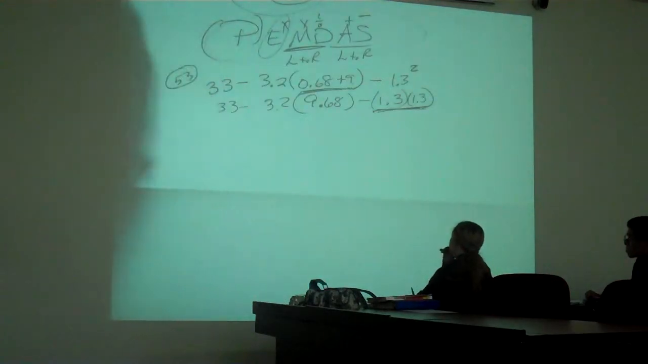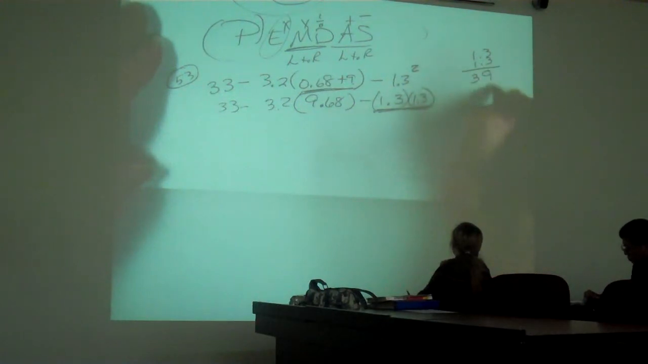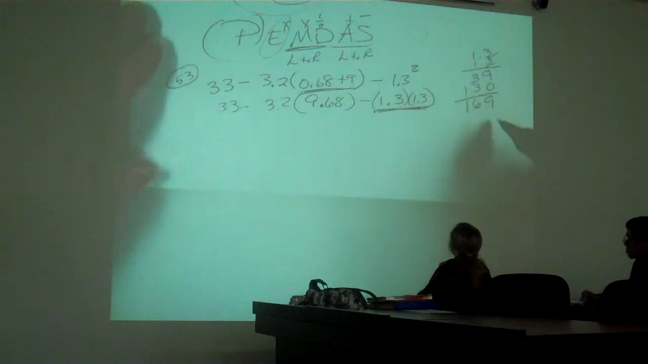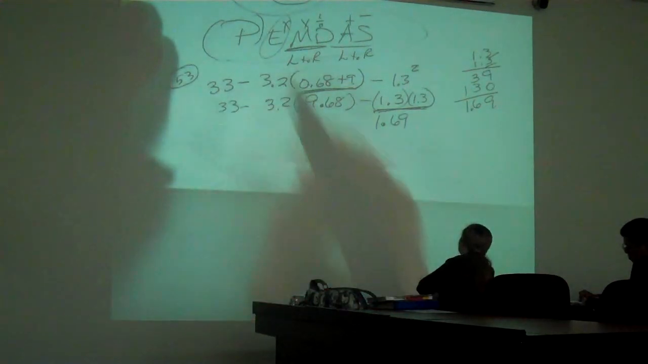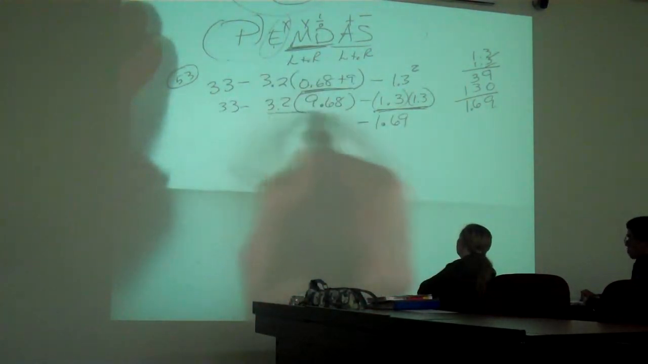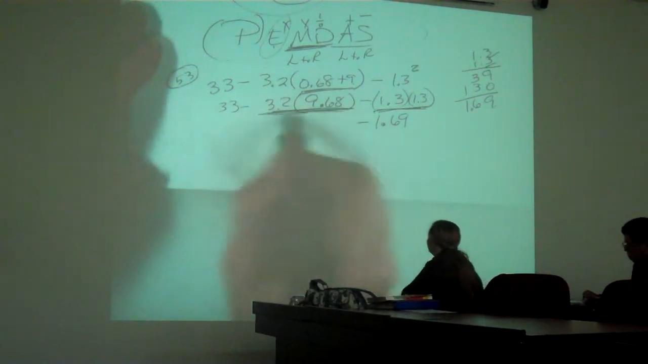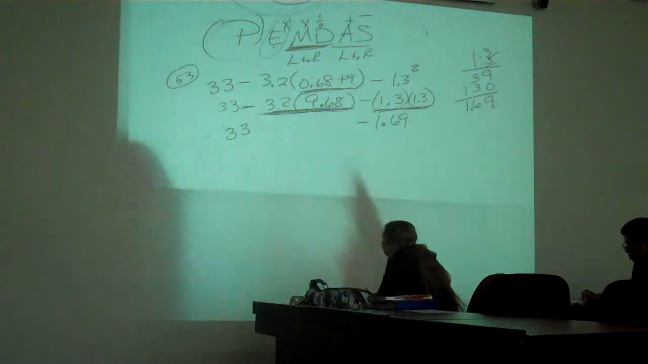Okay, what's 1.3 times 1.3? One, two, so we go back 1, 2 places. So it's 1.69, right? After exponents, we're going to be doing our multiplying and dividing. So that's actually what we're going to be doing next right there.